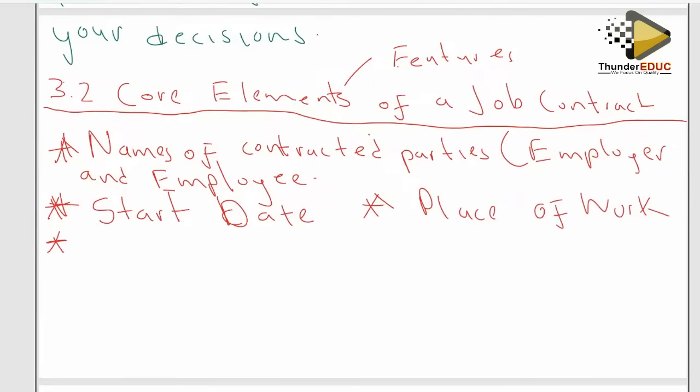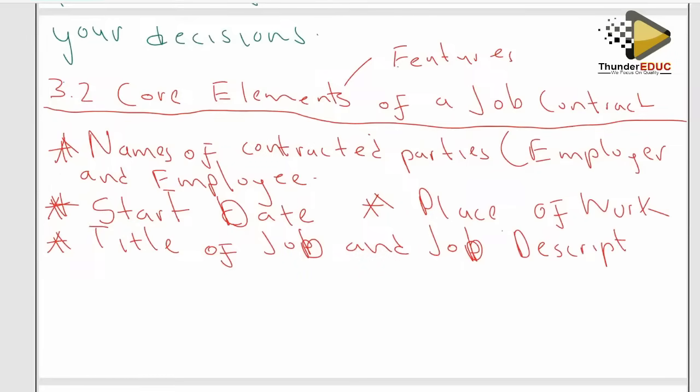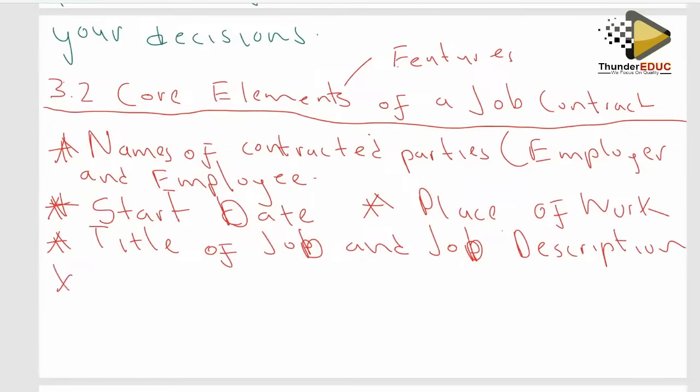And there is also the title of the job. What job does the worker do? Title of job and job description. Then in addition to that, there should be remuneration, or agreed salary. Remuneration, you can call it the agreed salary or wage or pay rate.